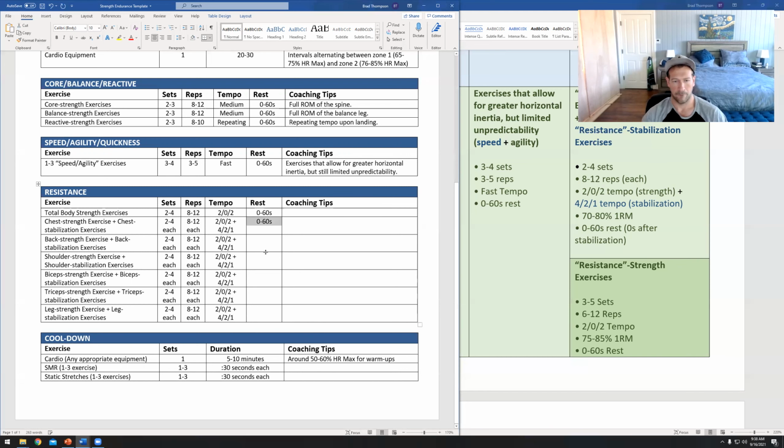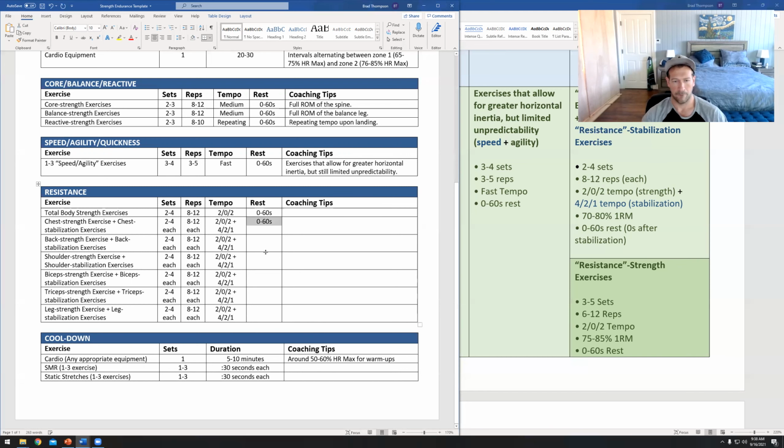Now we're going to pick core power exercises, balance power exercises, and reactive power, which is like power plus power, right? For our core power, that is going to be 2 to 3 sets. For the repetitions there, that's going to be 8 to 12 reps. Our tempo, it's power, right? So it's going to be XXX. And then that's going to be 0 to 60 seconds of rest.